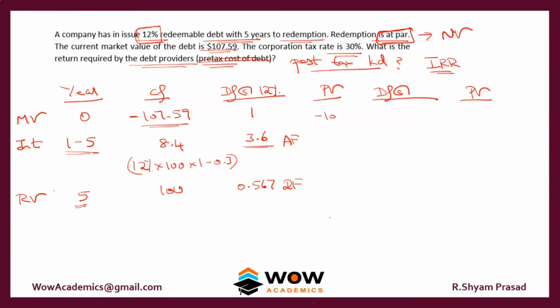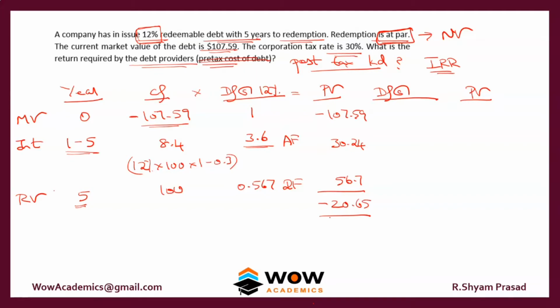So the PV comes to, multiply 8.4 into 3.6. Okay, multiply the cash flow and the discount factor, you will get the PV. So the first number is minus 107.59. The interest comes to 8.4 into 3.6, which is 30.24, and the last number is 100 into 0.567, which is 56.7. So we'll add all these numbers and let's get the answer. The answer comes to minus 20.65.